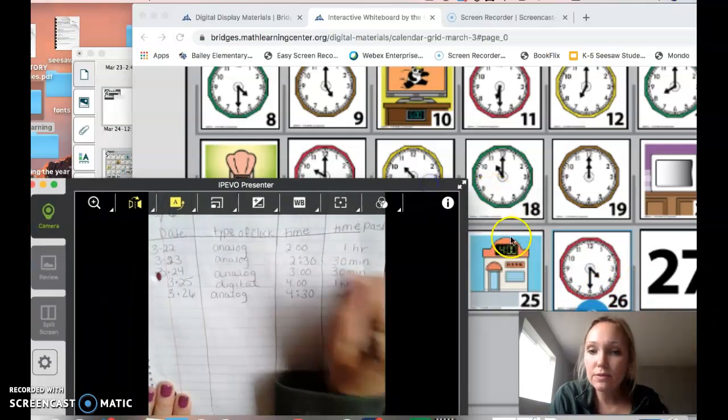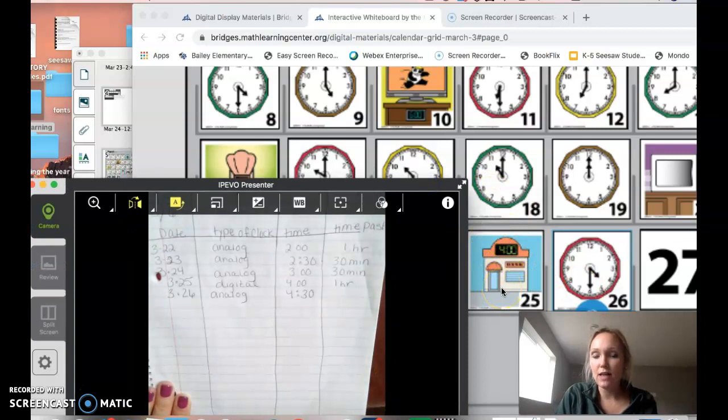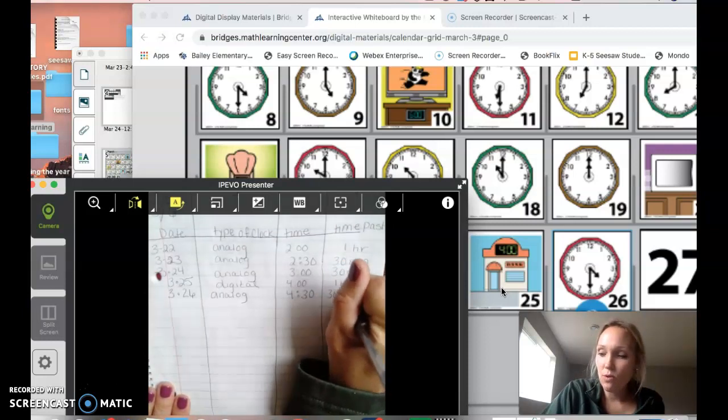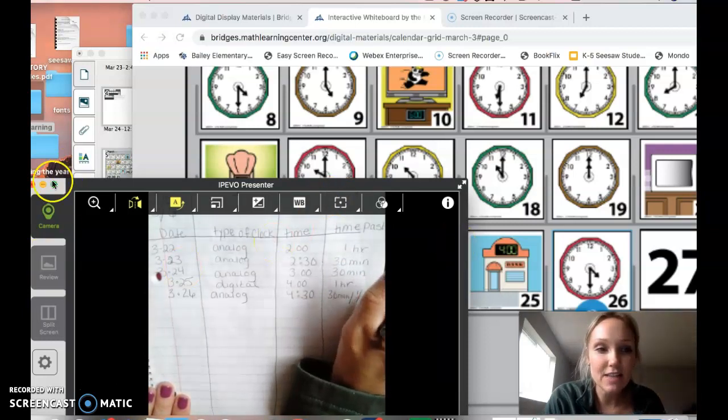If the card next to it says 4 o'clock and it now is 4:30, how much time has passed? 30 minutes, or we could say a half hour. All right, that's awesome, boys and girls.